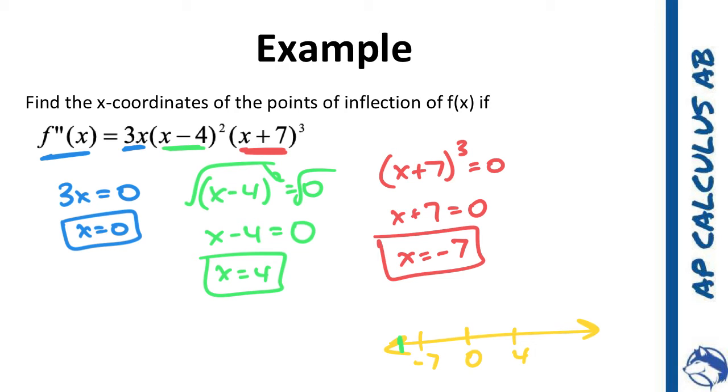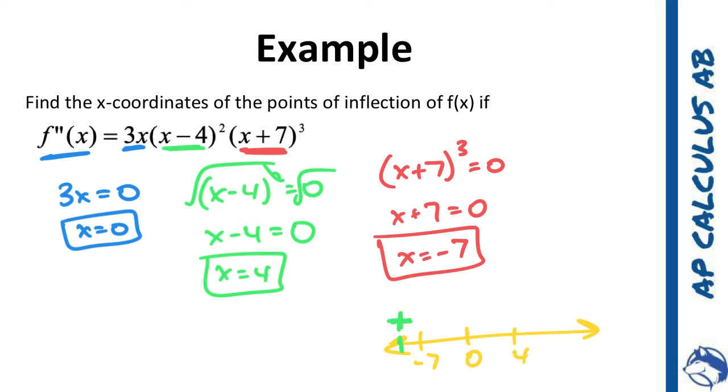So negative 8 plus 7 is negative 1, cubed becomes a negative. Negative 8 minus 4, that's negative 12. Well, that's squared, so that's got to be positive. And then 3x, 3 times negative 8 is negative 24. So a negative times a positive becomes a positive over here.